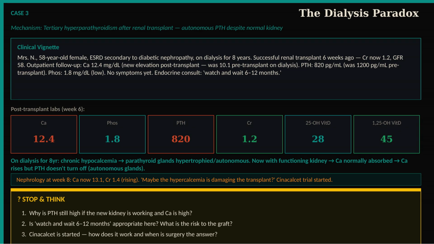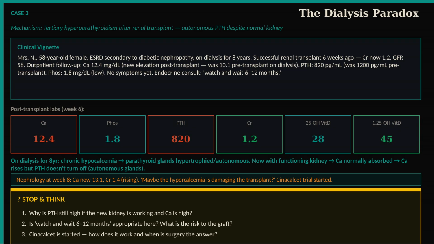No symptoms yet. The endocrine consult says, watch and wait 6 to 12 months. The mechanism, 8 years of dialysis and chronic low calcium, drove her parathyroid glands to hypertrophy and become autonomous. Now that a working kidney is absorbing calcium normally, the calcium rises, but the glands don't switch off because they've gone autonomous. Then, at week 8, calcium 13.1, creatinine creeping up to 1.4.